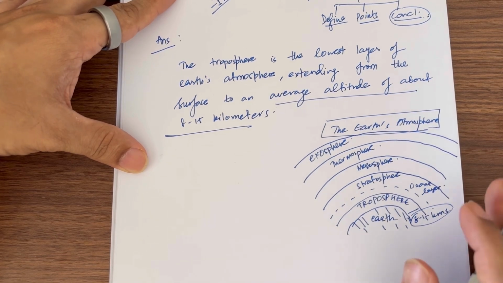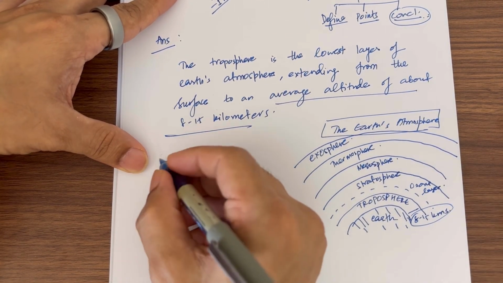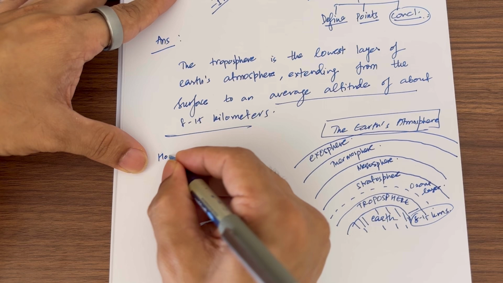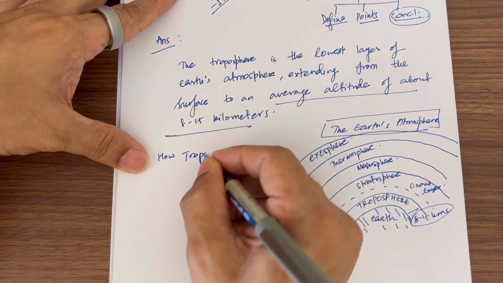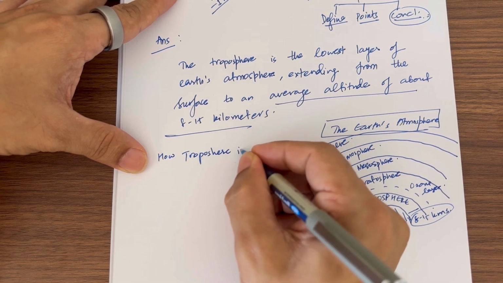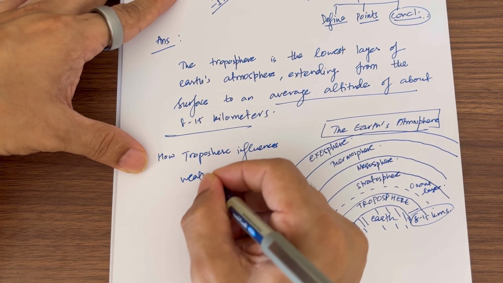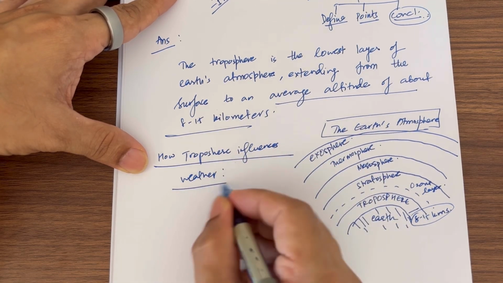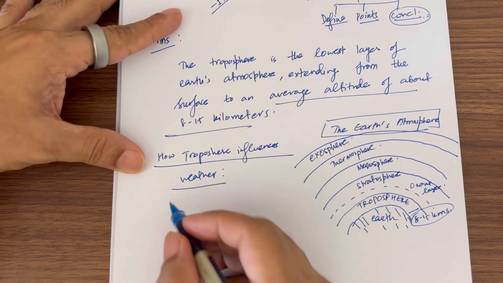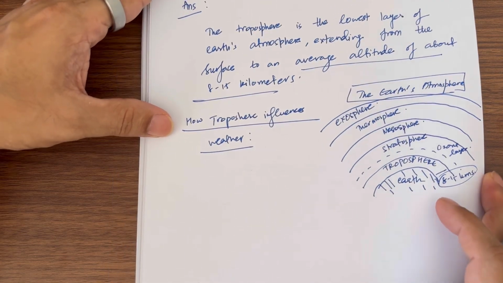So this way a very basic diagram really helps. How troposphere influences weather. Okay. So how does it influence the weather?